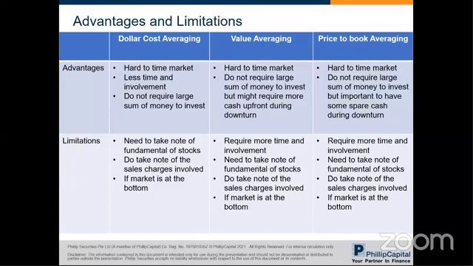And also do take note of the fundamentals of the stock, sales charge, and also whether the market is at the bottom. Lastly, price to book ratio is the same thing, it's hard to time the market, and also we may not have a very huge sum of money to do it during a downturn. However, this one also requires a lot of time and more effort as compared to value averaging, and you also need to take note of the fundamentals, the chart, and also whether the market is at the bottom.